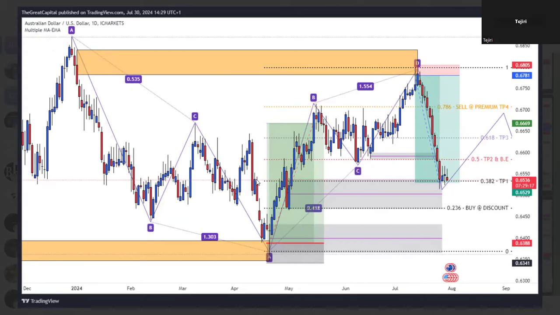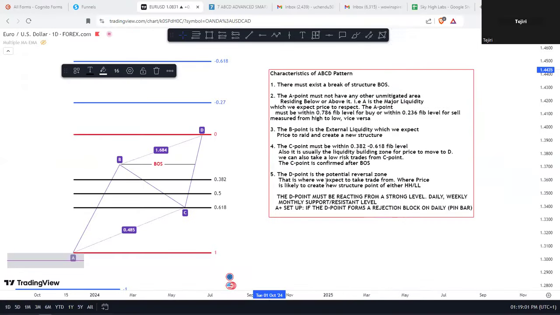Okay. So you must make sure that that's what happens. So now here, the B point is the external liquidity, which we expect price to raid and create a new structure. What I mean by raid is that we expect price to break above this B point before we can confirm C.